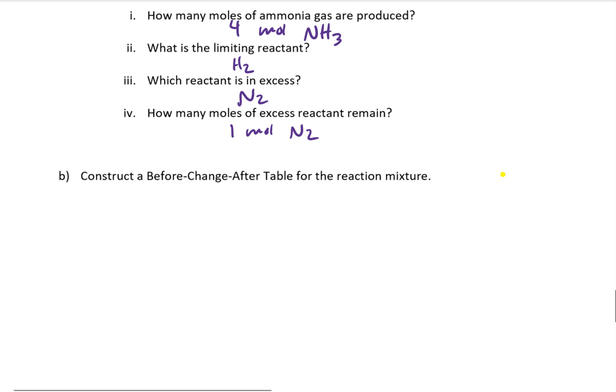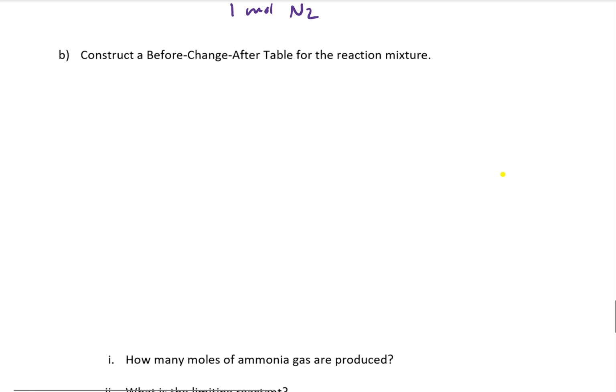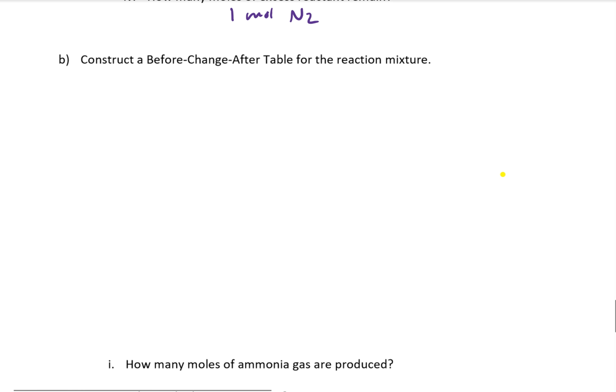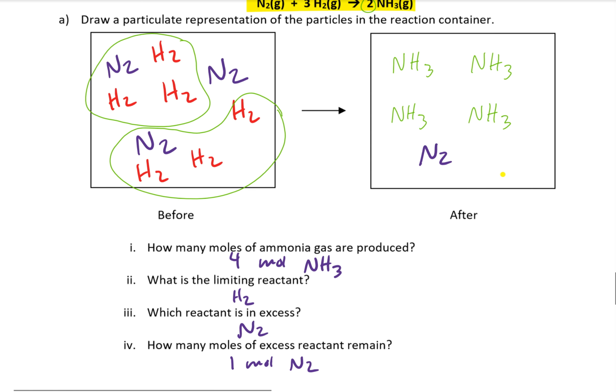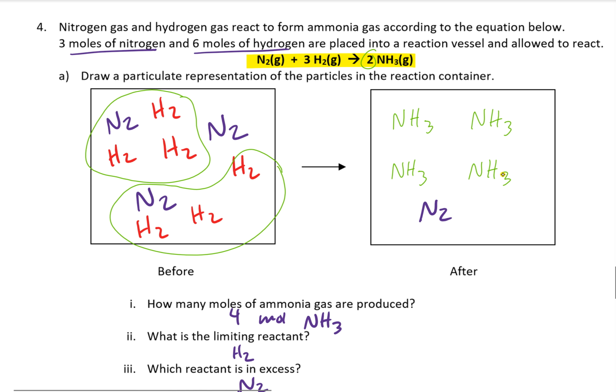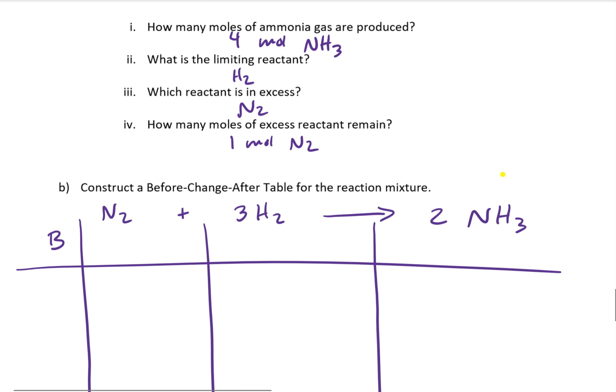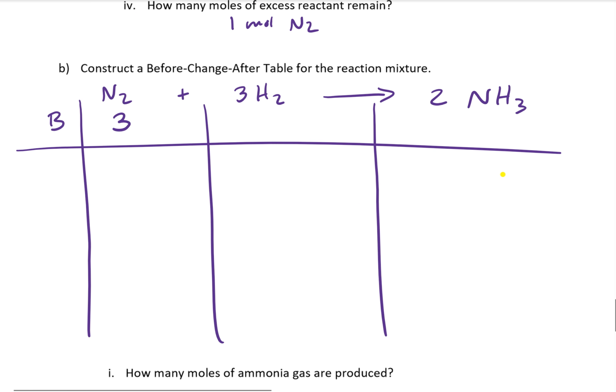Well, what if I didn't have a picture? You would have to solve this using a BCA method. First step, rewrite your balanced equation. You have nitrogen reacting with 3 hydrogens to make 2 ammonias. So before the reaction goes, we're going to write down the quantities that we have. Looking at the given values, they told me we have 3 moles of nitrogen and 6 moles of hydrogen. So 3 and 6, and we always start with 0 NH3, or 0 products.